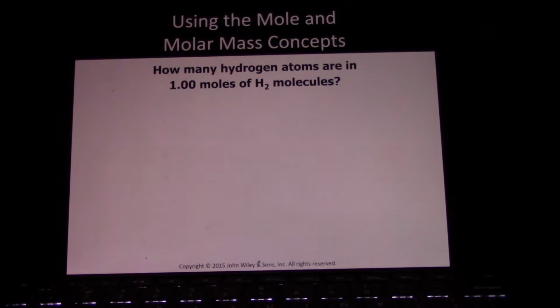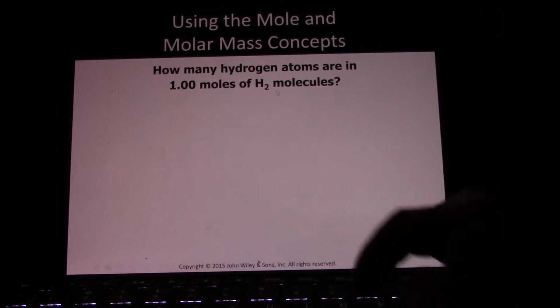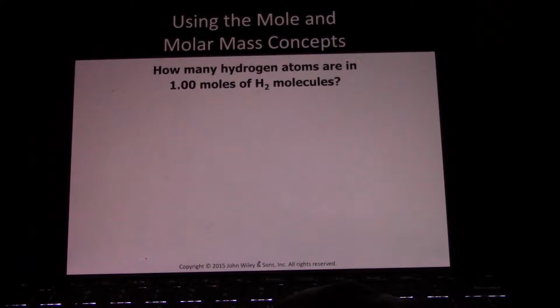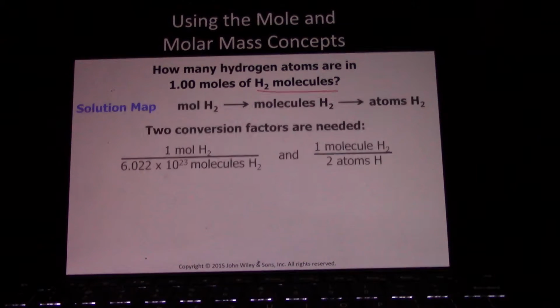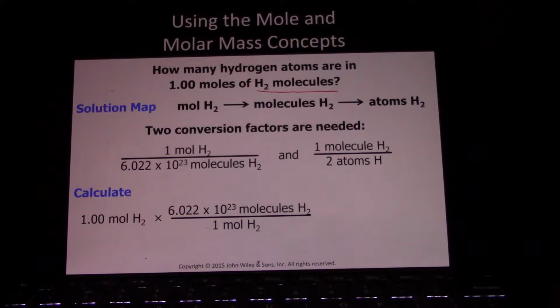How many hydrogen atoms are in 1 mole of hydrogen molecules? It is important to read the actual question because hydrogen molecules are different than hydrogen atoms. An atom of hydrogen is 1 atom of hydrogen. A molecule is H2. It has 2 atoms of hydrogen, so there will be 1 additional step. So we'll have 1 mole of hydrogen times 6.022 times 10 to the 23rd molecules per mole.